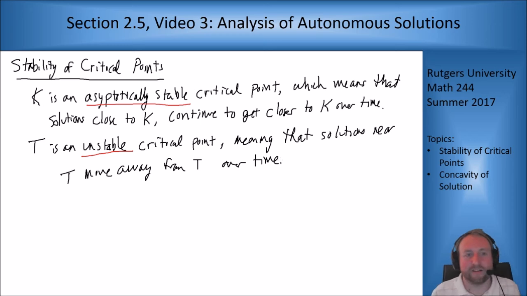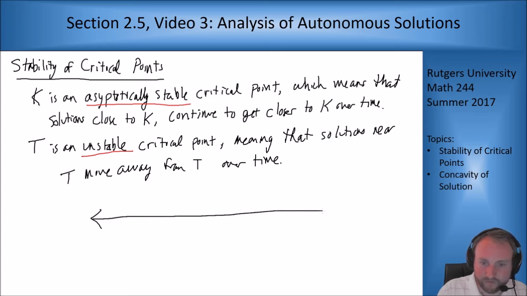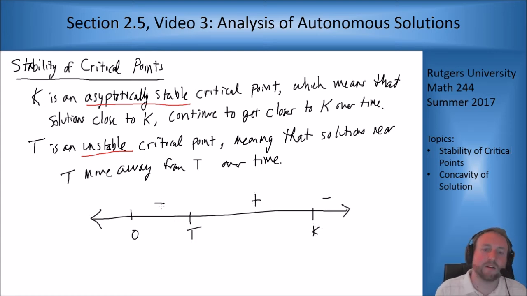So now how do you figure this out? How can you decide if something's going to be asymptotically stable or unstable from the ODE? Well, you draw the phase line. So in our case before, we had this phase line: 0, t, and k, with signs plus, minus, minus. So what does that tell us? If we're at t, we stay at t, and that's always the case for any critical point.